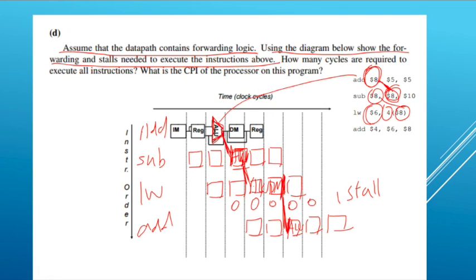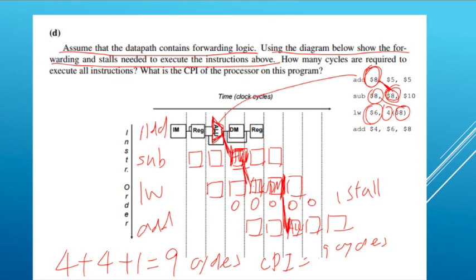So the total cycles of the program, including the stalls, will be 4 instructions plus 4 cycles to finish up the pipeline diagram and 1 stall. That will give us a total of 9 cycles. And the CPI will be 9 cycles divided by a total of 4 instructions. So that will give us 2.25. So that's all for problem number 3. Thank you.